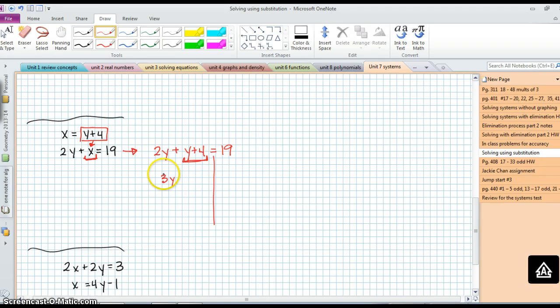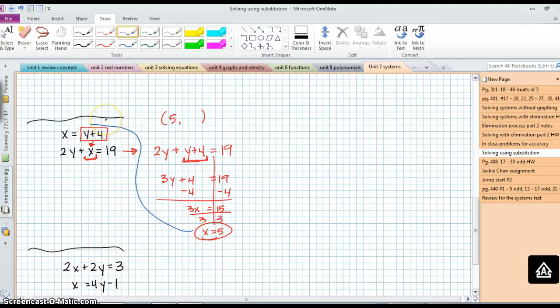Combine my like terms, 3y. Subtract 4 from both sides. Divide by 3. So now I know that the lines will cross at 5 something. So the top equation, that should be y. Substitute into the top equation, and I have x equals 5 plus 4. So x equals 9, and the lines will cross at (9, 5). Let's look at another one.